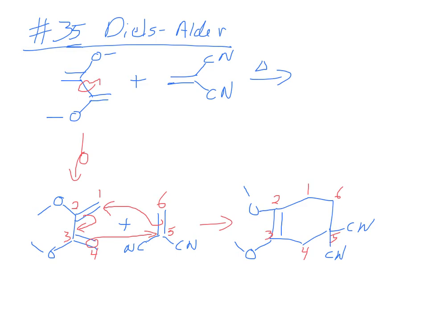So you form 3 bonds, 2 sigma bonds between 1 and 6. Sorry, I said that wrong before. Between 1 and 6, 4 and 5, and a new pi bond between 2 and 3. The trick is to get it in this conformation with the 2 pi bonds, the diene part, on the same side. Number your carbons just like this. The alkene part, just make sure if there's 2 nitriles on this, they stay on that same carbon. They're not going anywhere.